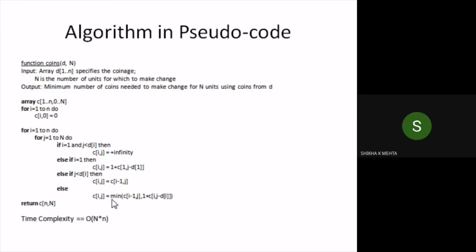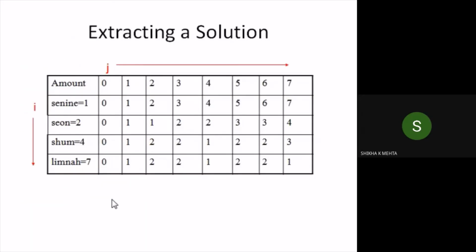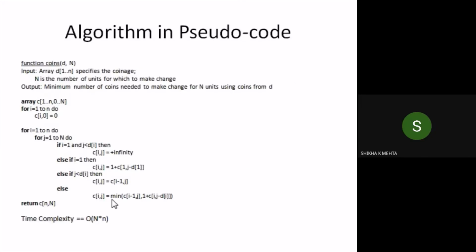Else, if j is less than d i, that means if the value of j is less than the value of the coin. As we saw in this particular row, the value of the coin is 2, but the value of j is equal to 1. Since 1 is less than 2, we are going to take the previous value that was there in the previous column. That is what is being shown over here. If the value of j is less than d i, we cannot make the value of j using the larger coin, we cannot make 1 rupee using 2 rupee coins. So that is not possible. That is what is being considered over here.